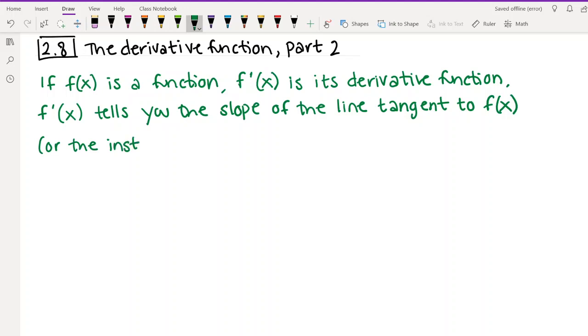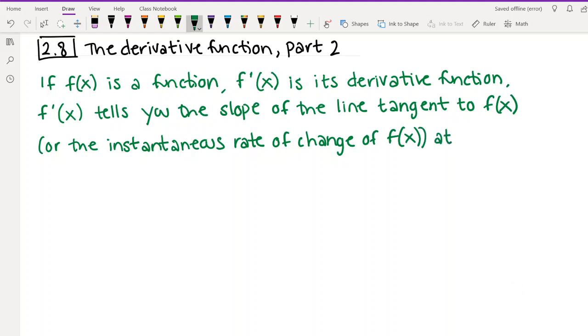So that's going back to the very beginning of the quarter. We talked about how instantaneous rate of change is basically the same thing as the slope of the tangent line. And it tells you those things at any x value.